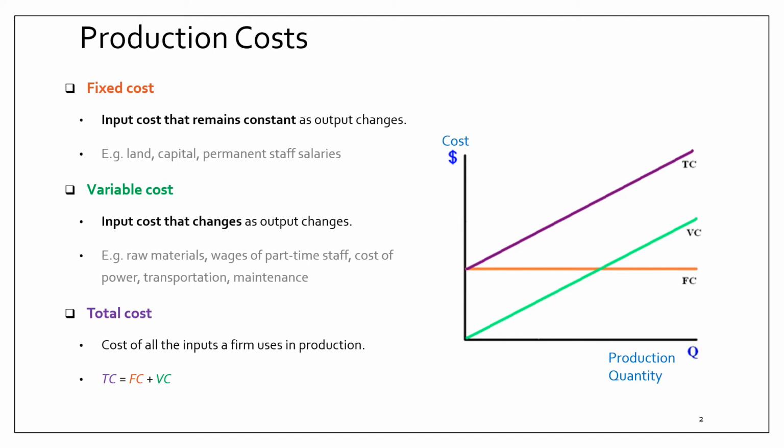On the other hand, variable cost is input cost that changes as output changes. Examples of variable costs are raw materials, wages of part-time staff, cost of utilities, transportation, and maintenance. The sum of fixed cost and variable cost is the total cost of production.